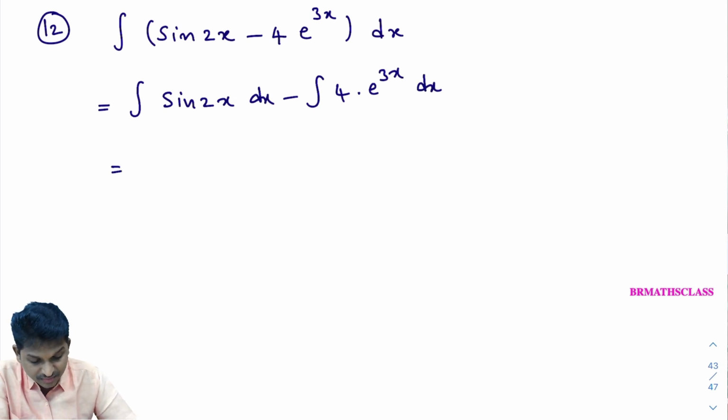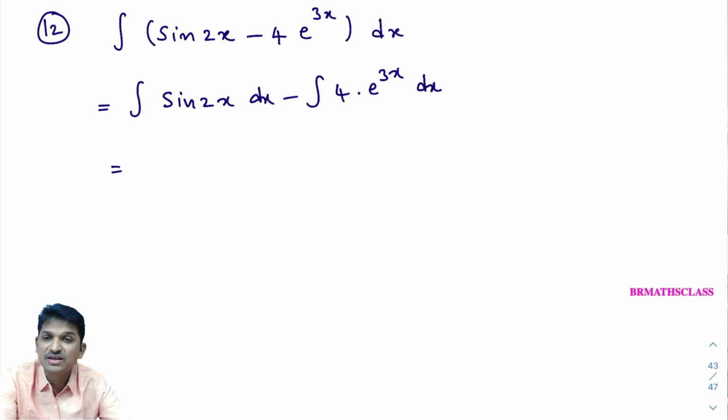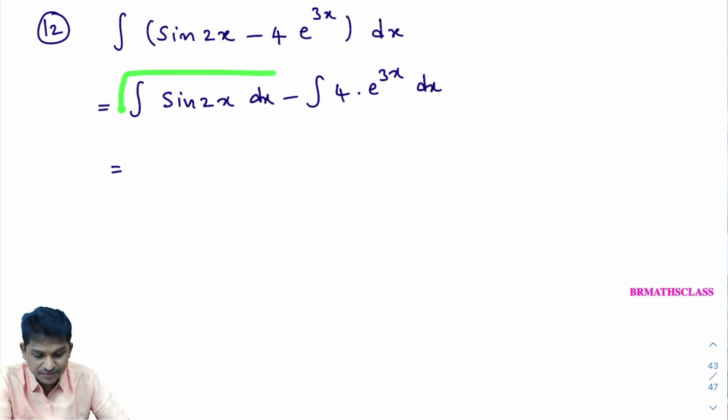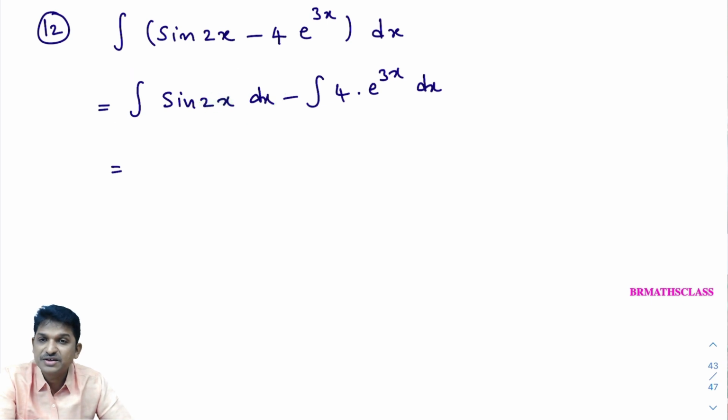Now look at this one. I'll write its answer directly. Integral of sin 2x dx. Can you answer? How to write this integral of sin 2x dx directly? In place of x, ax plus b is present. You know integral of sin x dx. Integral of sin x dx is minus cos x plus c. Here it is integral of sin 2x dx.